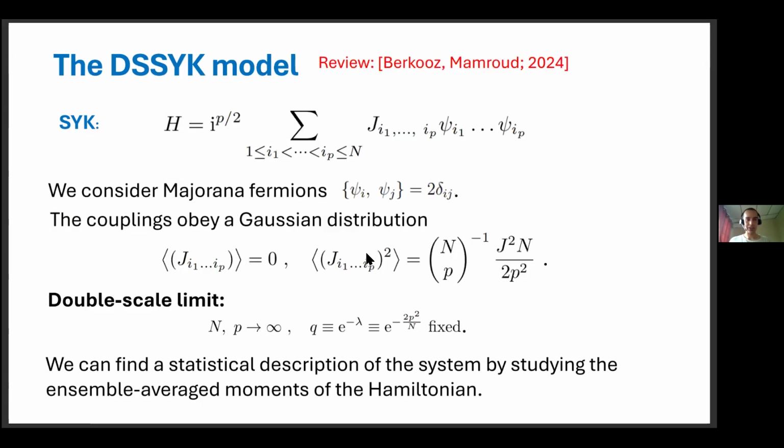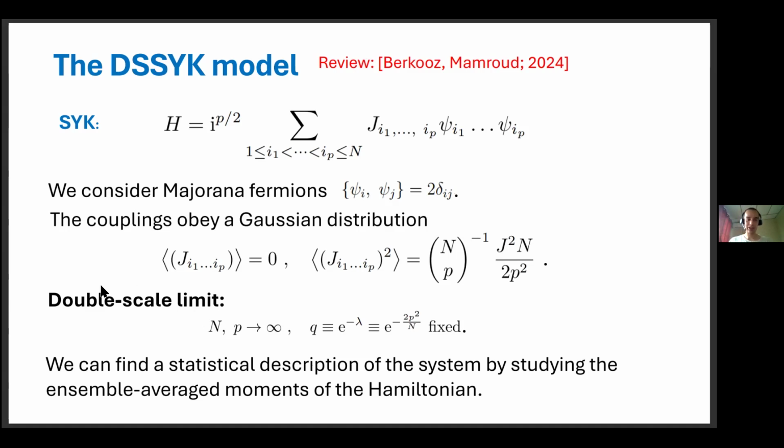So the double scaled SYK model. Let's start just with the SYK model. Consider a system with fermions that has p-body all-to-all interactions, where the couplings of this theory are given by some Gaussian distribution. There are other types of distributions you can choose, but for describing the system in an ensemble average way, this is the one that has been best developed so far.